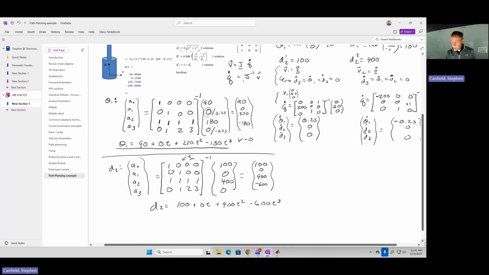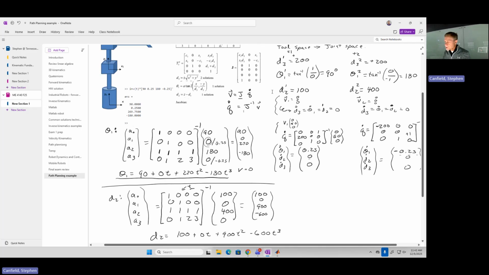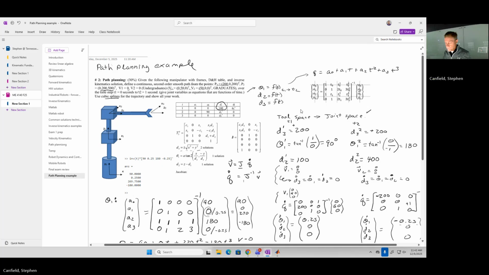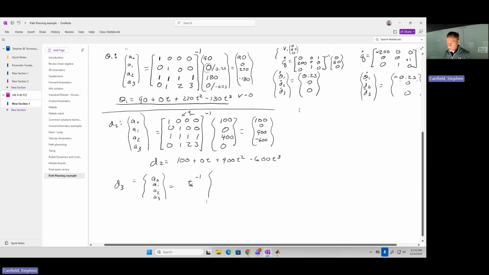And then finally, I get my D3. And again, I need my coefficients, A0, A1, A2, A3, which is the same T matrix, not squared, inverted, times my initial and final values for D. Initially it was 200, and it stayed at 200. So D3 stays at 200.